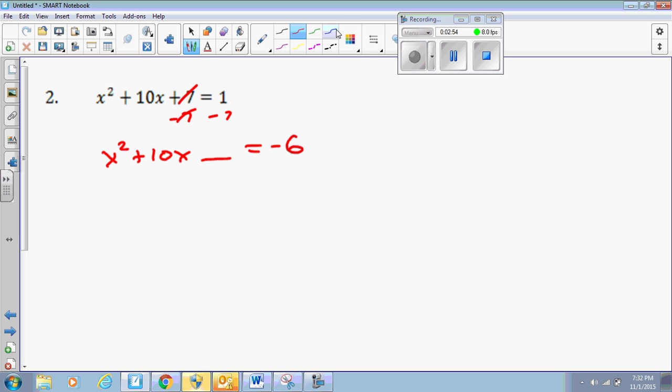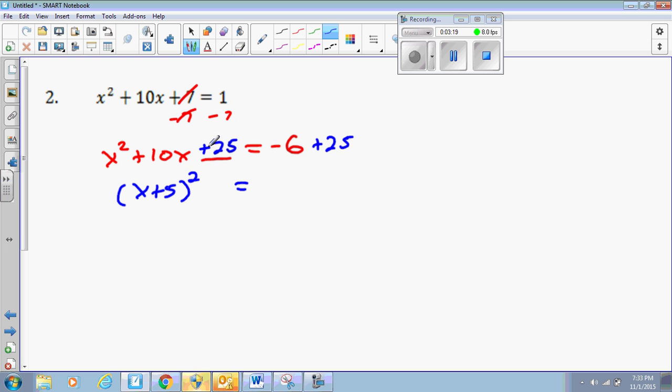At this point, I want to figure out what number I should add to both sides. Half of 10 is 5. 5 squared is 25. So that's going to be plus 25. And we're choosing that number for a very specific reason. The reason we decided to add 25 to both sides of the equation is because the left side now will become a perfect square, which is going to be x plus 5.